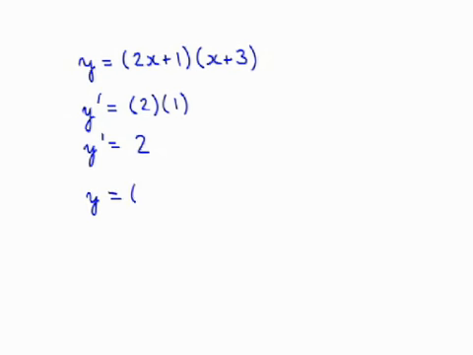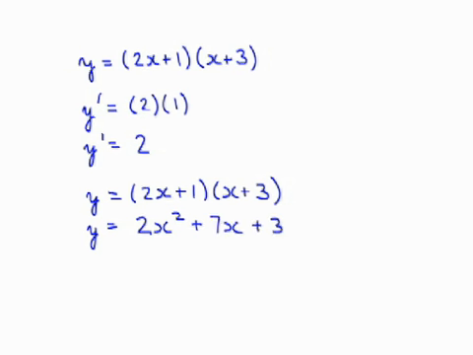y equals (2x plus 1) times (x plus 3). Let's expand that expression. So we're going to multiply the 2x plus 1 by the x plus 3 using our distributive property. You obtain y is equal to 2x squared plus 7x plus 3. Well, this is a quadratic function, and we know that you can use the power rule to find its derivative. So when we use the power rule, we obtain y prime equals 4x plus 7.